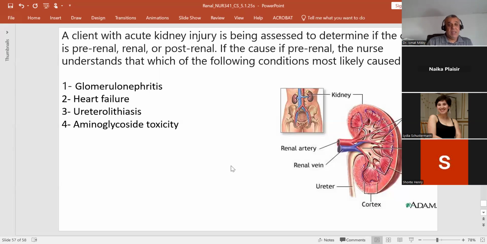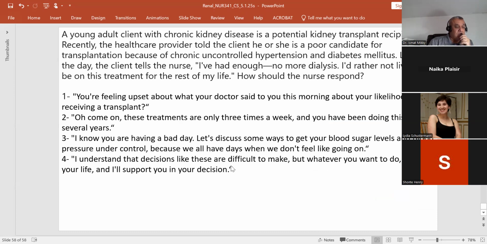And then the last question. It's about the concept of renal or kidney transplantation, organ transplantation. So let's read the question first and see what would be the correct answer for this question.